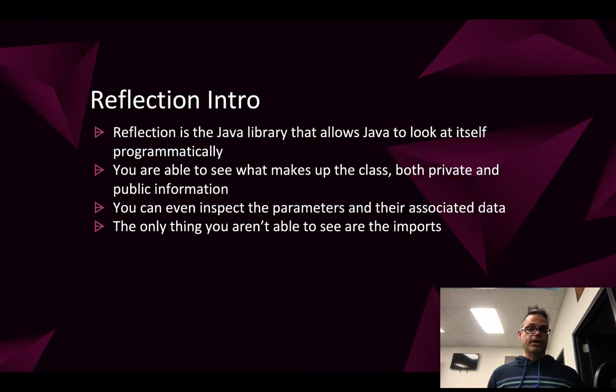Reflection is the Java library that allows the code to programmatically look at itself. We can see inside the classes, and this is where I can look at the structural part of the code. This is how I can make sure that students are writing code that matches the specs that we give them, and that the code itself is doing what we're supposed to be doing.